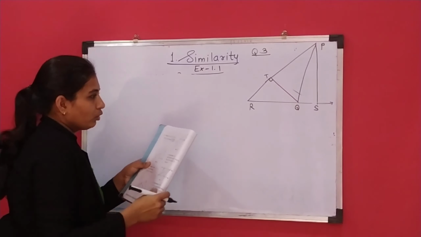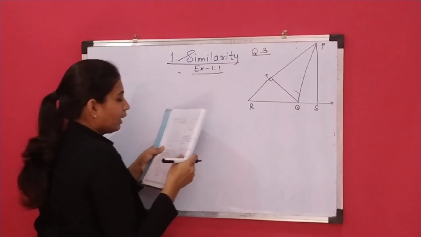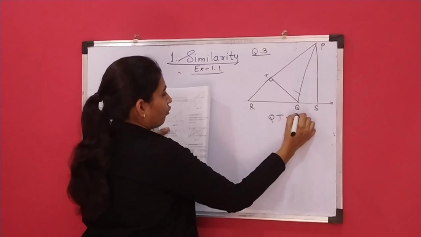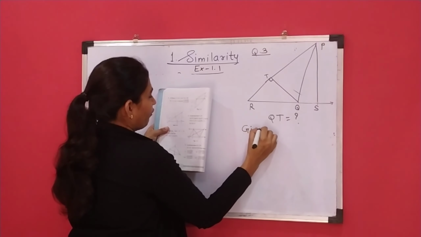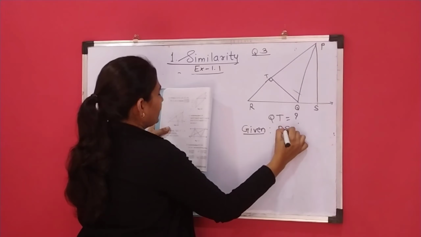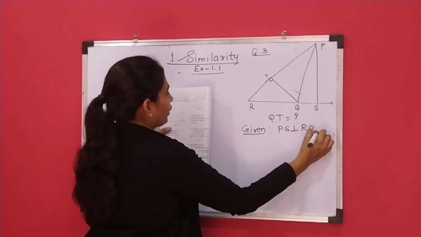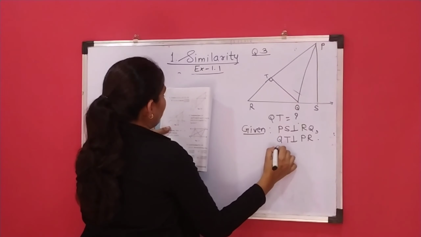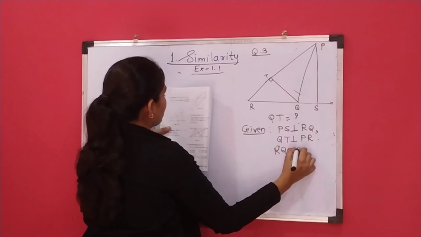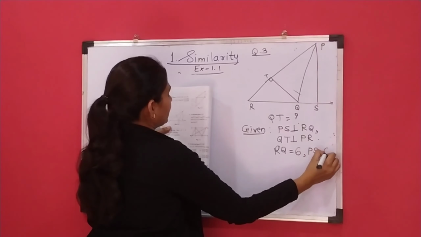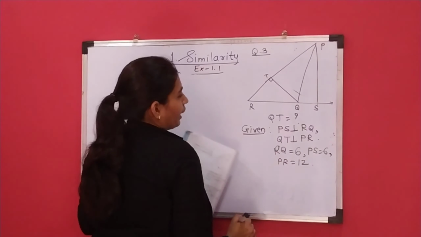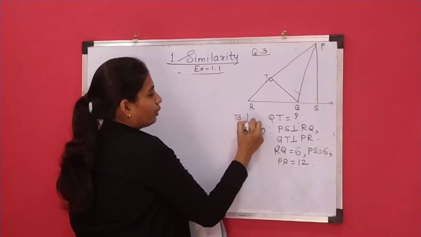Okay, now the figure is like that and we have to find QT, the length of QT. We are given that PS is perpendicular to RQ, QT is perpendicular to PR, RQ is equal to 6, PS is equal to 6, PR is equal to 12, and we have to find QT.